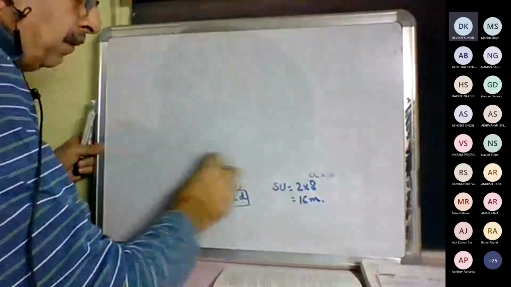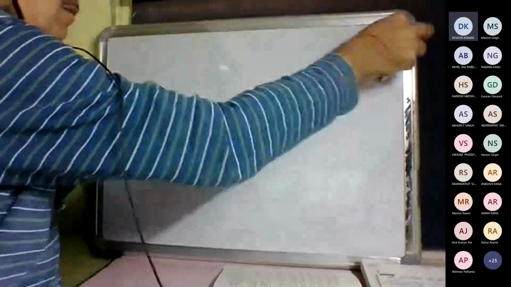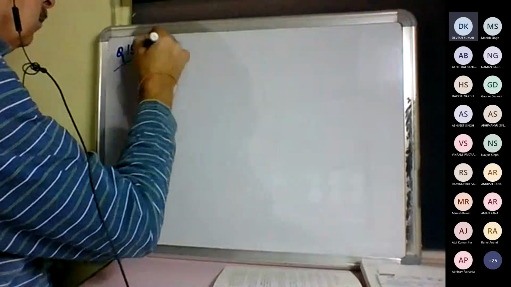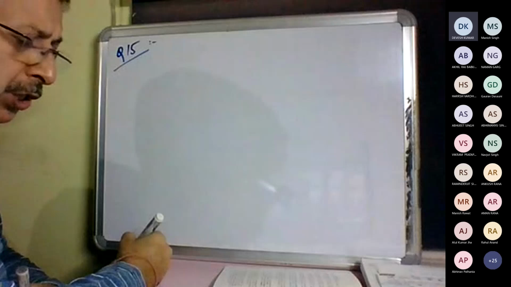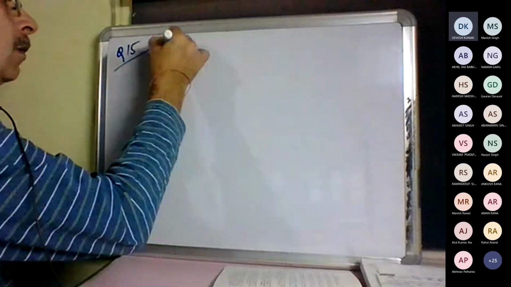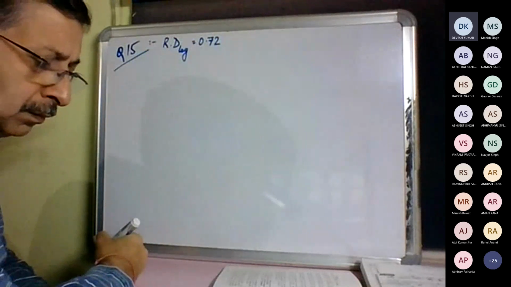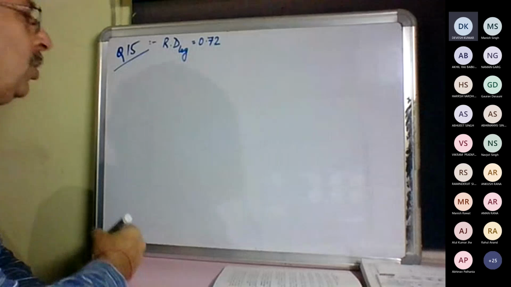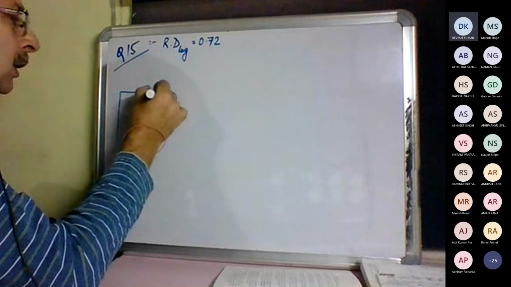Coming on to question number 15. Question number 15 says: a homogeneous log of a square cross section. So the RD of the log is 0.72. So there is a homogeneous log of a square cross section. So the square is like this.